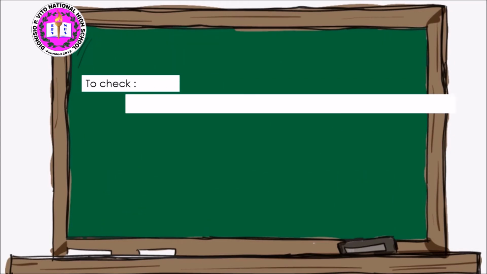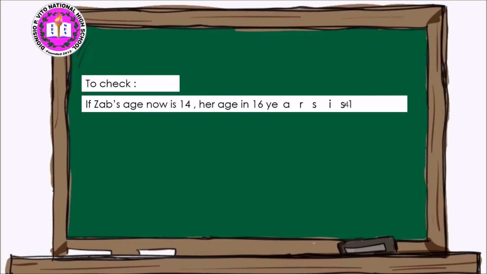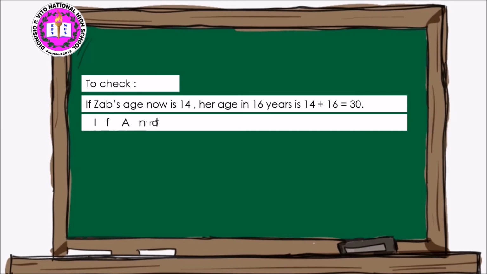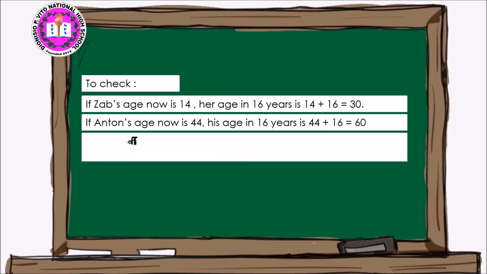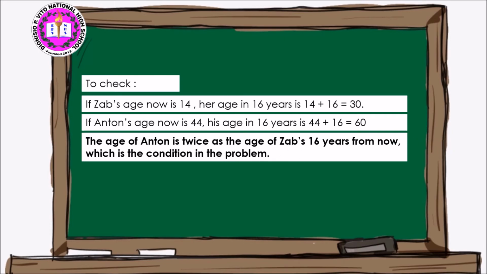Then to check, if Sam's age now is 14, her age in 16 years is 14 plus 16 is equal to 30. If Anton's age now is 44, his age in 16 years is 44 plus 16 is equal to 60. So the age of Anton is twice the age of Sam 16 years from now, which is the condition in the problem.